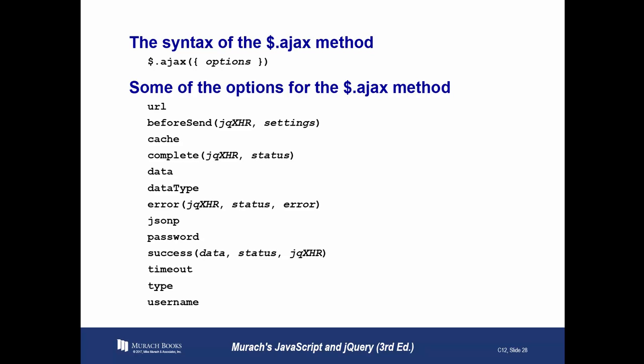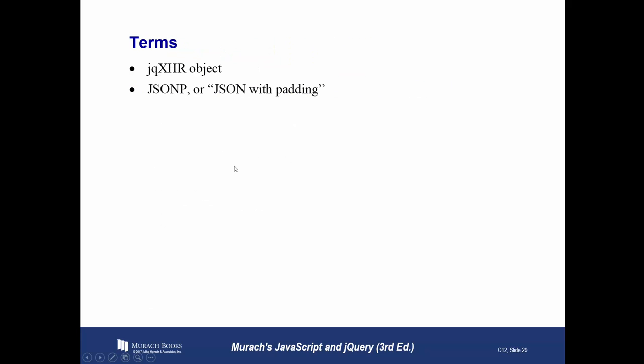Now, one thing that's discussed here is JSON-P. JSON-P stands for JSON with padding. It's a complement to JSON data that lets you request data from a server in a different domain. Typically, that's prohibited by web browsers due to their cross-domain security policies. In other words, you can't typically go from one web server to another because it's a trust type of issue.